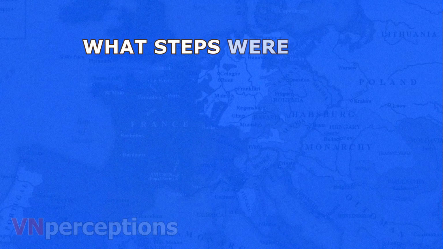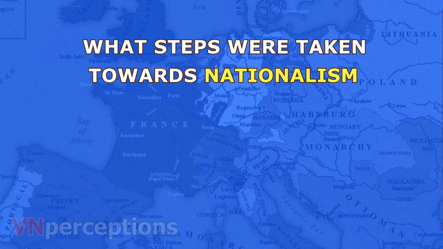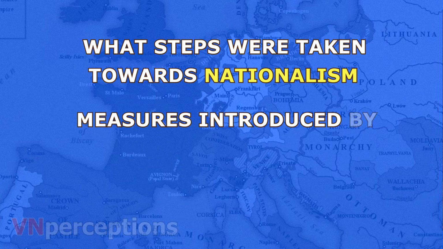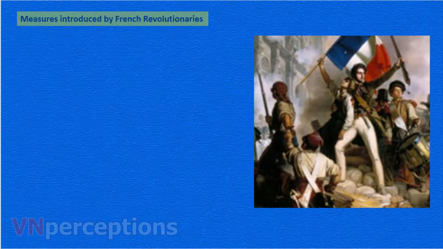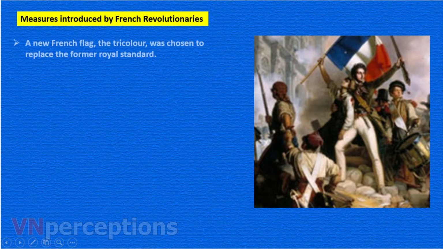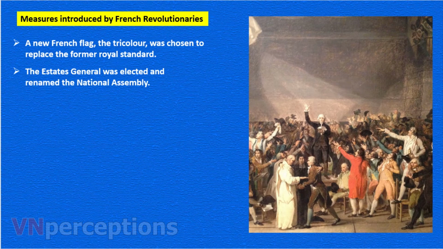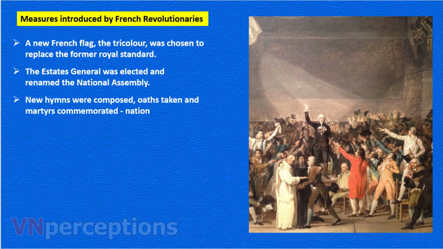Now, what steps were taken towards nationalism, or what measures were introduced by the French revolutionaries? Well, first, a new French flag, a tricolor, was chosen to replace the former royal standard. Next, the Estates General was elected by the body of active citizens and renamed the National Assembly. New hymns were composed, oaths taken, and martyrs commemorated, all in the name of the nation.